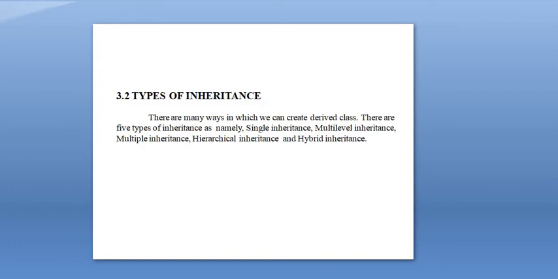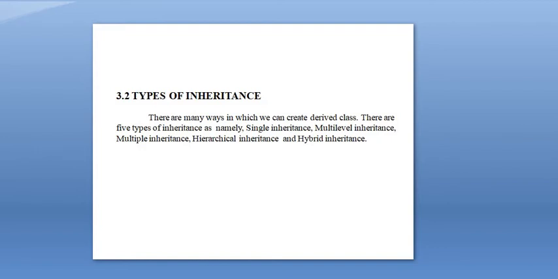Multiple inheritance. In multiple inheritance, there is more than one base class, and by using that more than one base class we can inherit a single child class. It is known as multiple inheritance. Next is hierarchical inheritance. What is hierarchical inheritance? A single base class, and by using that single base class we can derive a number of derived classes. It is hierarchical inheritance.